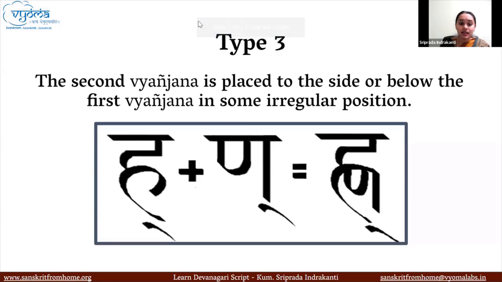The third type is, the second Vyanjanam is placed to the side or below the first Vyanjanam in some irregular position. So, for example, the h and n together makes hna. It's difficult to pronounce, but it's important that you know how to write it first. Hna. So you see that inside the h, the n goes inside the h.